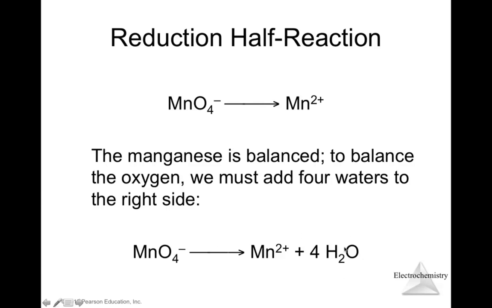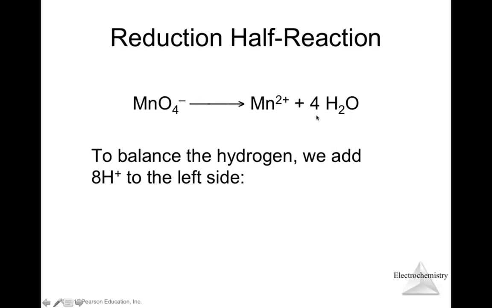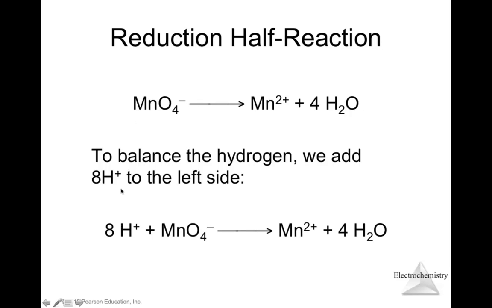But now we have 8 hydrogens in the products. Because of that, we're going to add 8 protons to the reactant. In this way, we can balance the hydrogens in the reactant with those hydrogens in the products. So now we have 8 hydrogens in reactants, 8 hydrogens in products, 4 oxygen in products, 4 oxygen in reactant, and 1 manganese and 1 manganese.